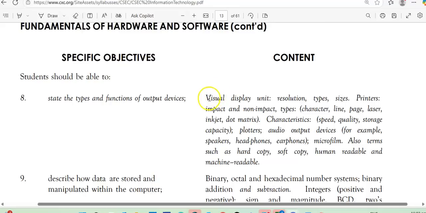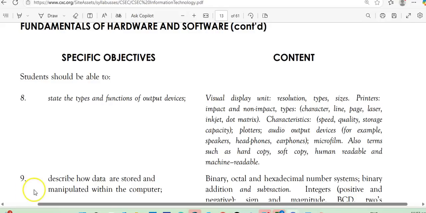But what are the functions of visual display units? The VDU, Visual Display Unit, shows text, images, and graphics on a screen. That's the function of the Visual Display Unit. If I should give you one more function, they also allow users to see the results of their interactions with the computer, such as typing, clicking, or scrolling.